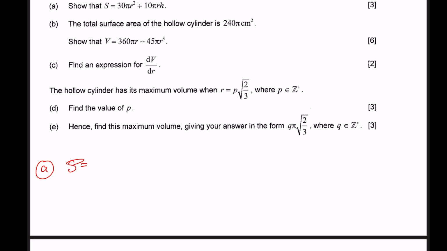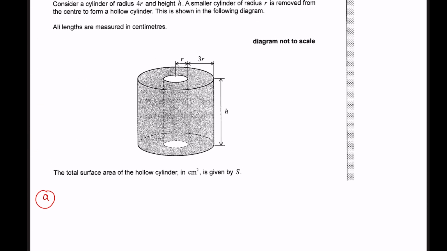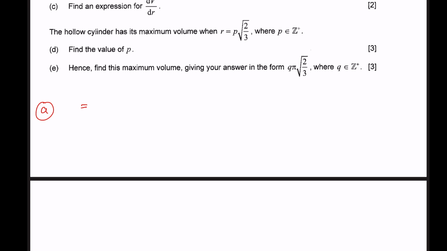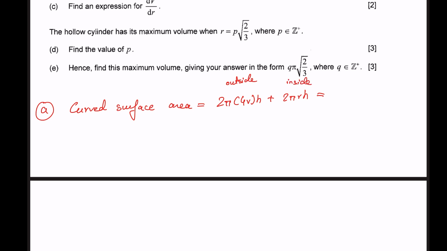So total surface area. We'll break this total surface into two parts. One is curved surface area and the other is the surface area of top and bottom. For curved surface, there are two surfaces. One is the surface inside, right? And then the other one is the surface outside. So total curved surface area, for outside, it's 2 pi times 4r times h. And for inside, it's 2 pi r times h. So this is the outside curved surface and this is the inside curved surface. So it's 8 plus 2, 10. So I'm getting 10 pi rh. This is the curved surface area.